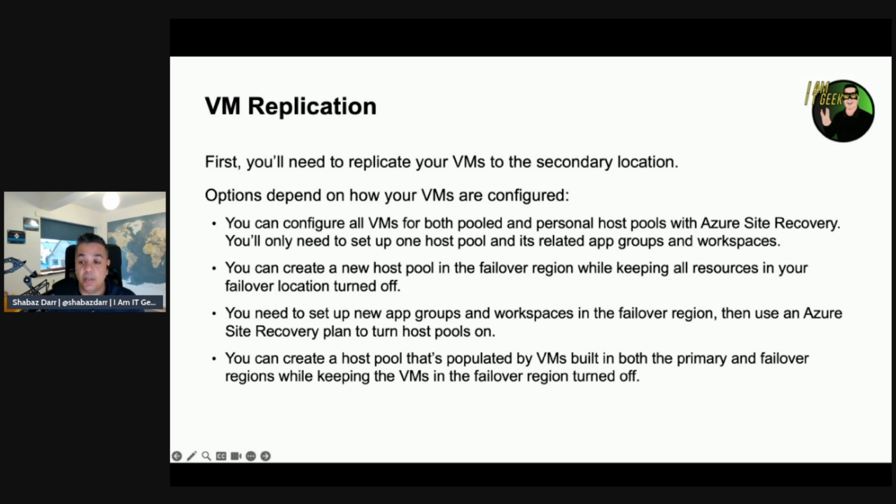You can create a host pool that's populated with VMs built in both your primary and failover regions, while keeping the VMs in your failover region turned off. You only need to set up one host pool and its related app groups and workspaces. You can use an Azure Site Recovery plan to power on host pools with this method as well.